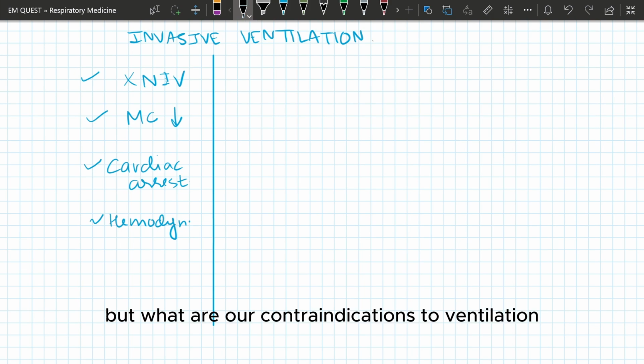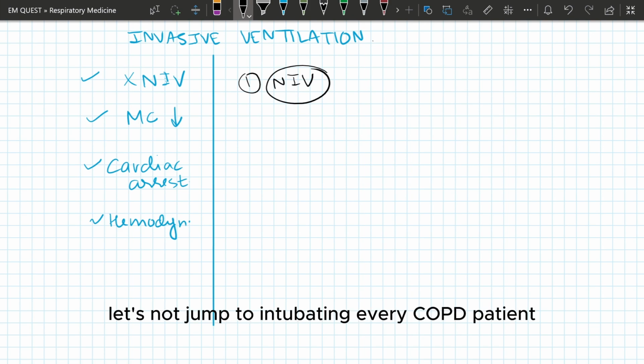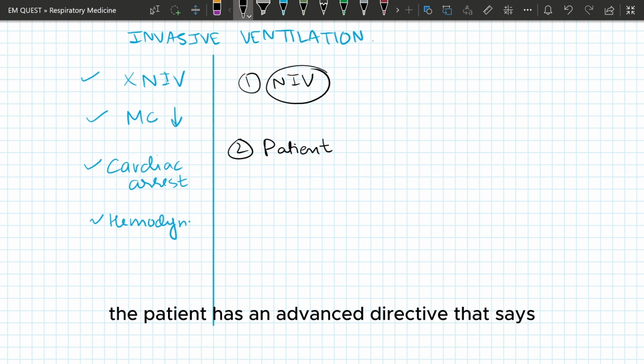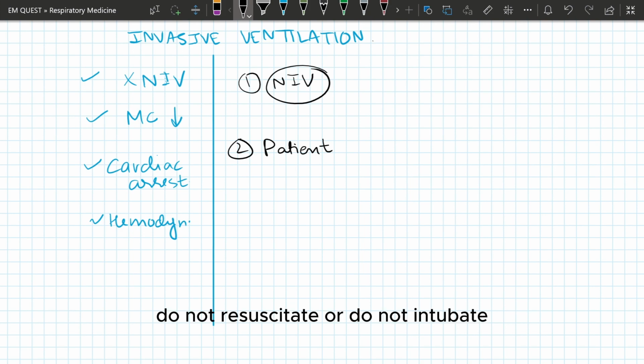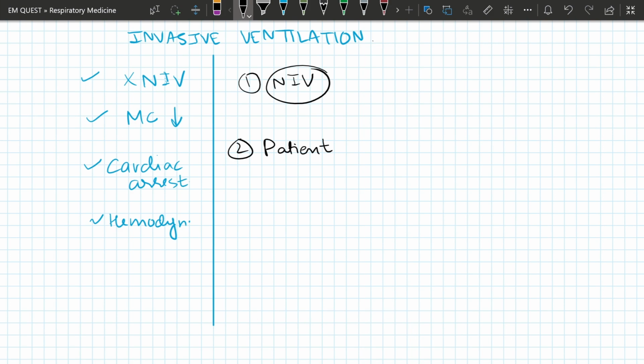But what are our contraindications to intubation? So first, if the patient can tolerate NIV, the patient must be given NIV. Let's not jump to intubating every COPD patient. And the second is just the patient's wish. If the patient has an advance directive that says do not resuscitate or do not intubate, or the patient is just refusing to be intubated, then that must be respected. This brings us to the end of the COPD lecture.